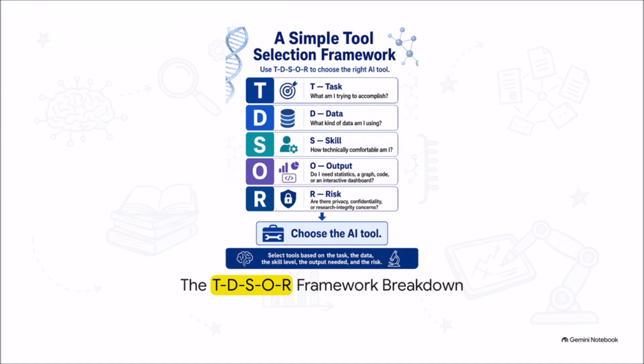Next is D for data. What kind of data are you working with? Are we talking text, numbers, images? Then we have S for skill, and this one is huge. How technically comfortable are you? Please do not pick an AI tool that requires complex Python coding if you don't actually know Python, right? Pick a tool that matches your current skill level.